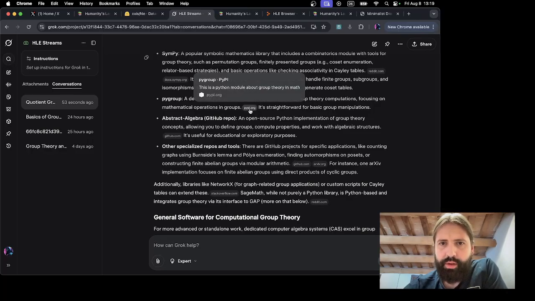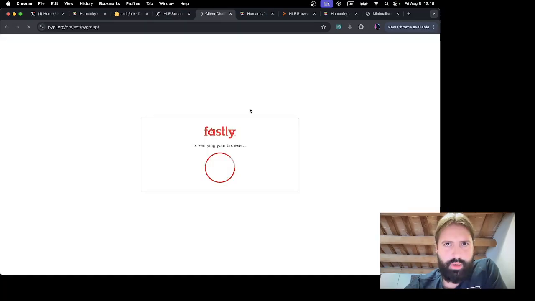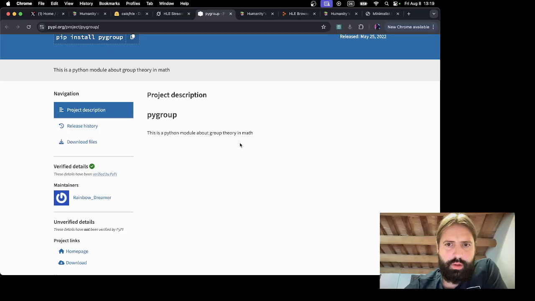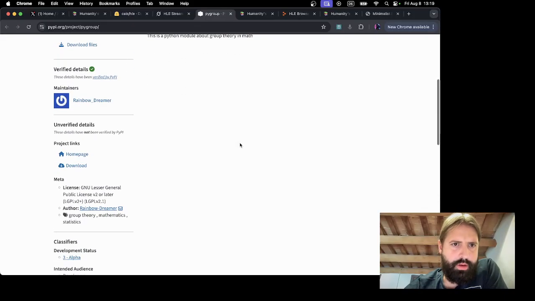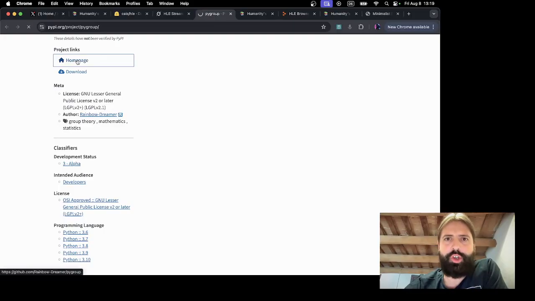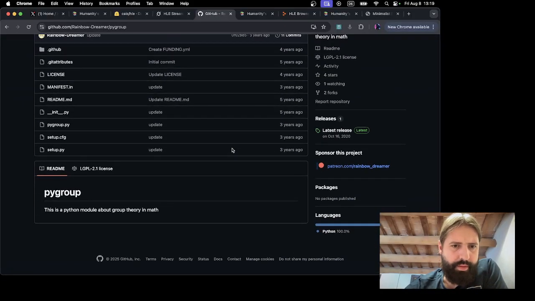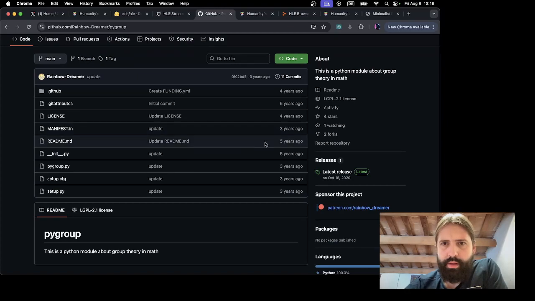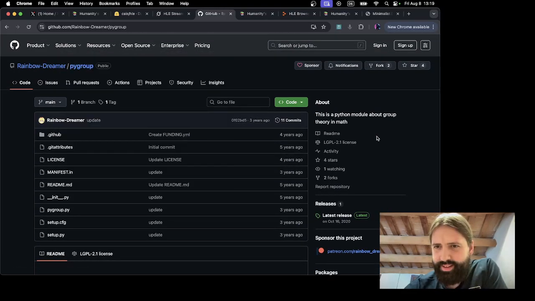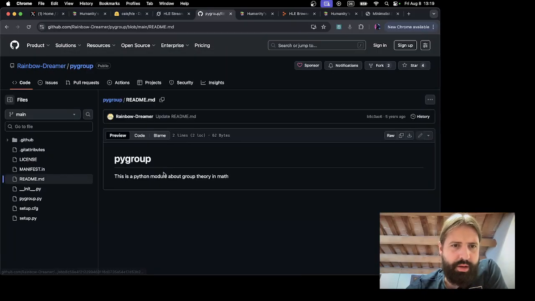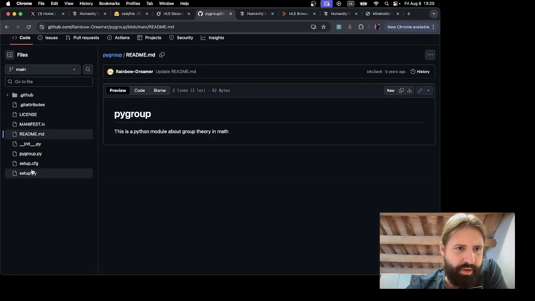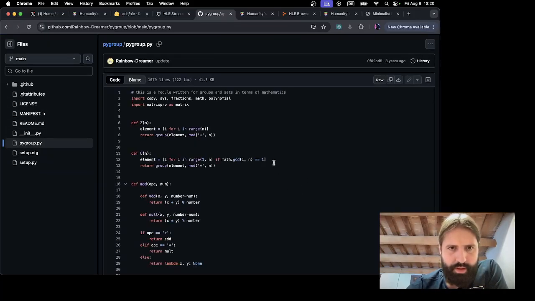Okay, PyGroup. So there's something like this that exists. PyGroup. Group theory in math. Homepage. Three years ago. Two forks, Rainbow Dreamer, PyGroup, README. That's all the README says. Awesome. I'm not so sure. This is a module written for groups and sets in terms of mathematics.